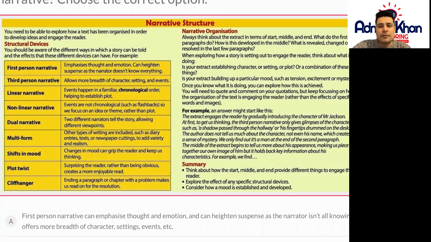A dual narrative has two different narrators telling the story, allowing different viewpoints. Multiform, on the other hand, means other types of writing are included, such as diary entries, texts, newspaper cuttings to add variety and realism to the text.